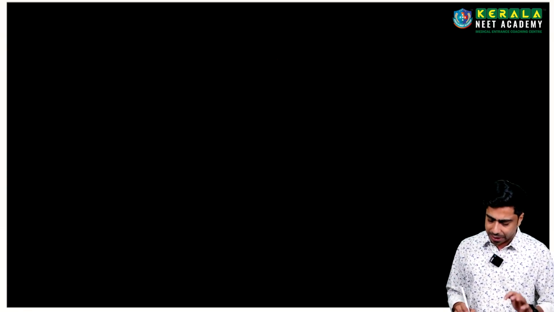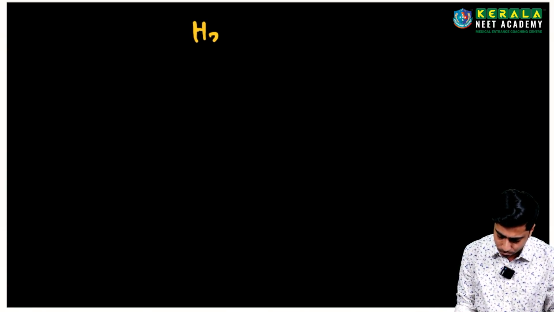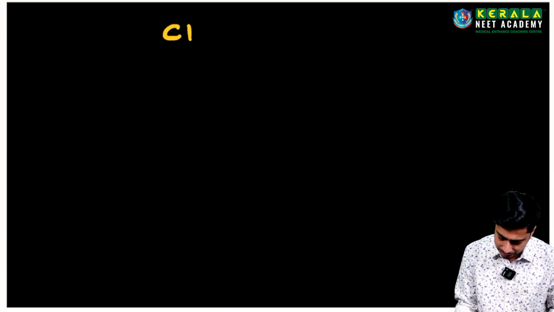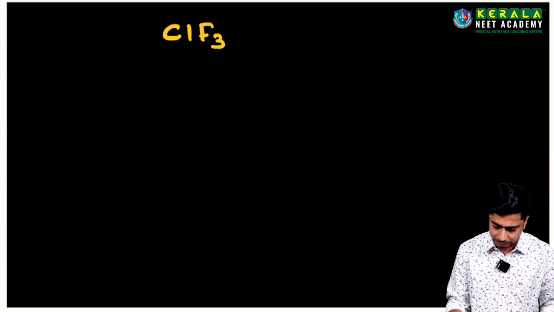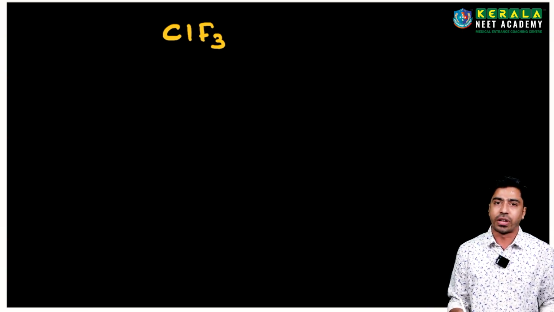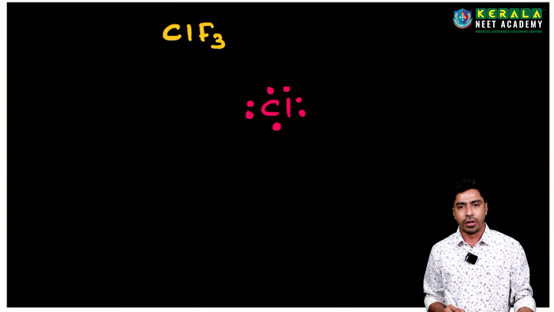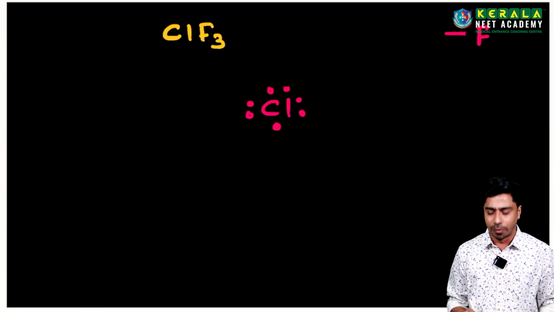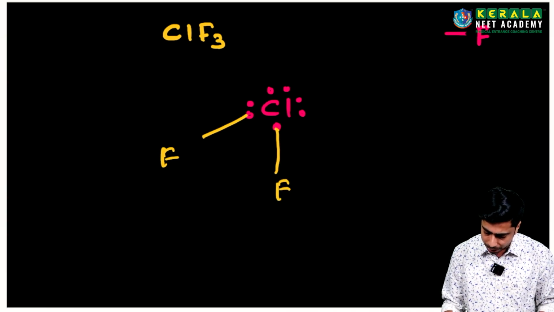Now again, we will take another example, like the H2O molecule, the water molecule. Now we'll take the case of ClF3. The central atom is chlorine, and that comes from group 17. So the chlorine atom will carry 7 valence electrons. Now fluorine is a halogen, and fluorine will always make a single bond. So fluorine will be bonded with the chlorine, 1, 2, and 3.